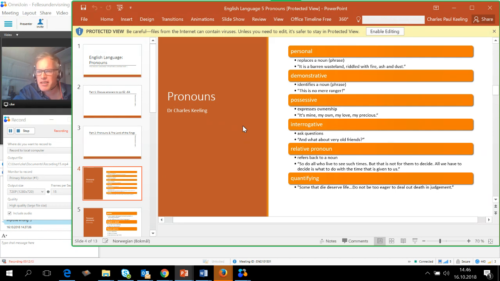That's that lovely scene. Are they in the Mines of Moria? That's with Frodo, isn't it? Fantastic. I think Sam wants to kill Smeagol, doesn't he? And he says, some that deserve to die, that die deserve life. Do not be too eager to deal out death in judgment.